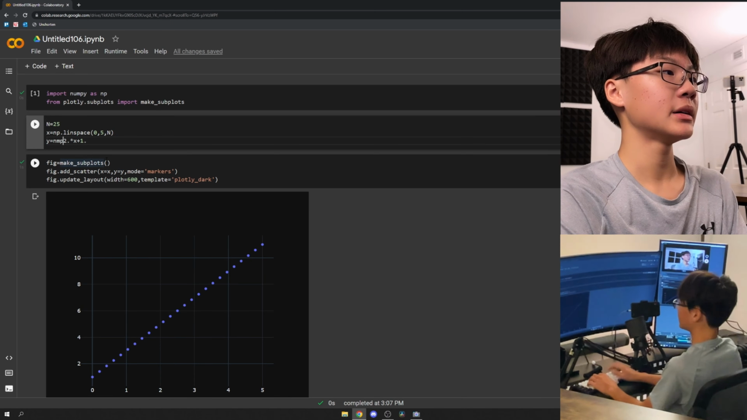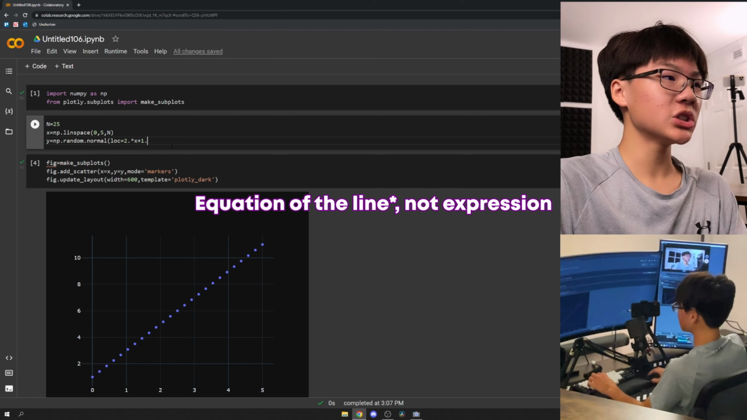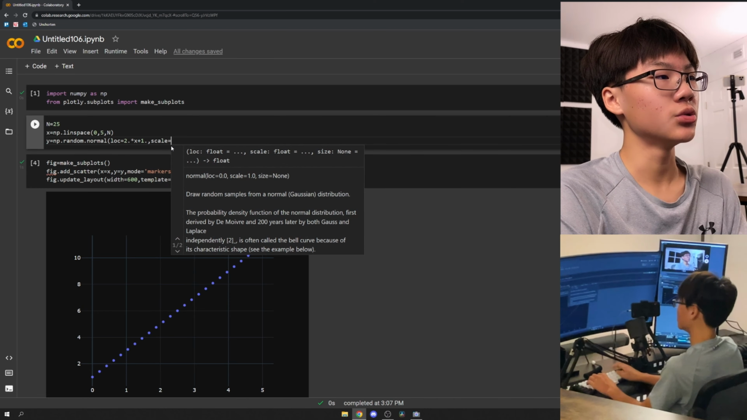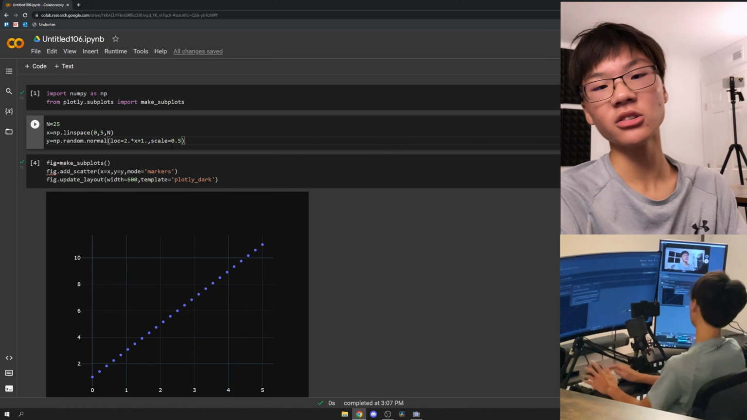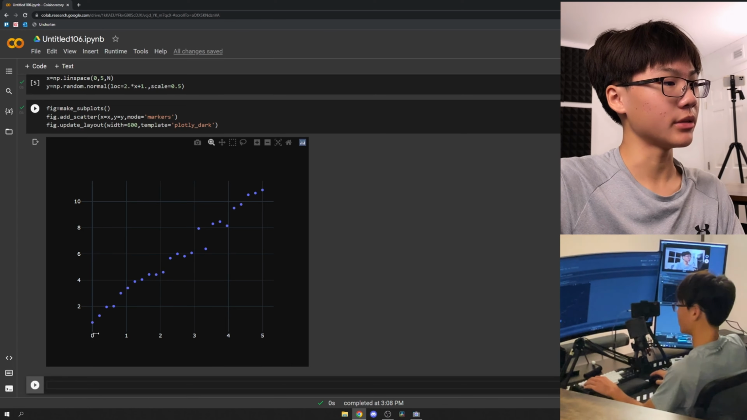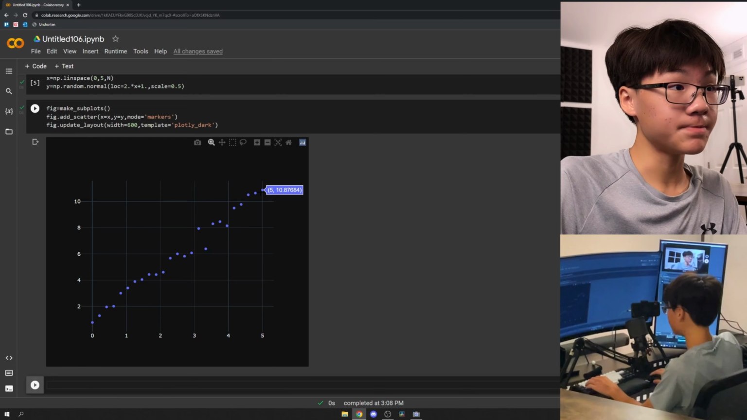So numpy.random.normal. We're going to set the average location to our expression. And we're going to set our scale to, let's say, 0.5. So the scale is going to be the standard deviation. Shift enter, and now here we go. So now we have our data points, and we want to draw the line of best fit through them.